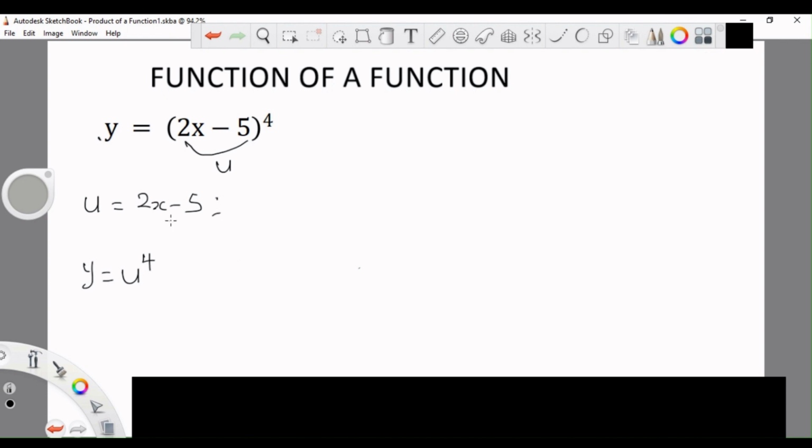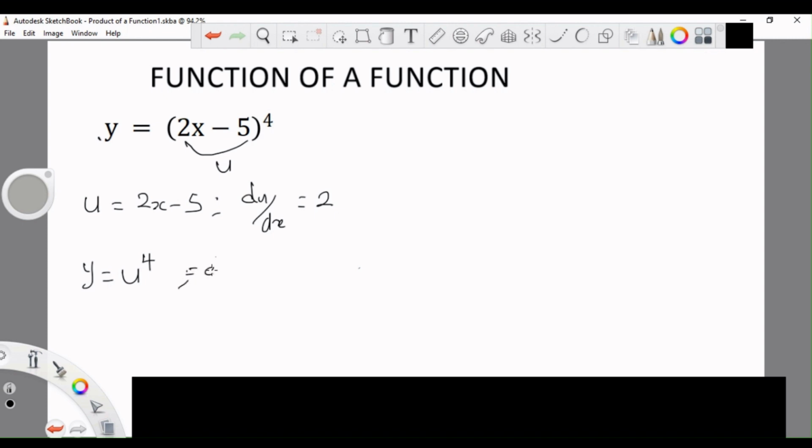Now we differentiate u with respect to x. So we have du/dx. Again, 2x will give us 2 because x has power 1. So 1 times 2 is 2. Then 1 minus 1 is 0. So that gives us 2 minus 5. 5 is a constant, so that gives us 0. So when we differentiate 2x minus 5, we get 2.